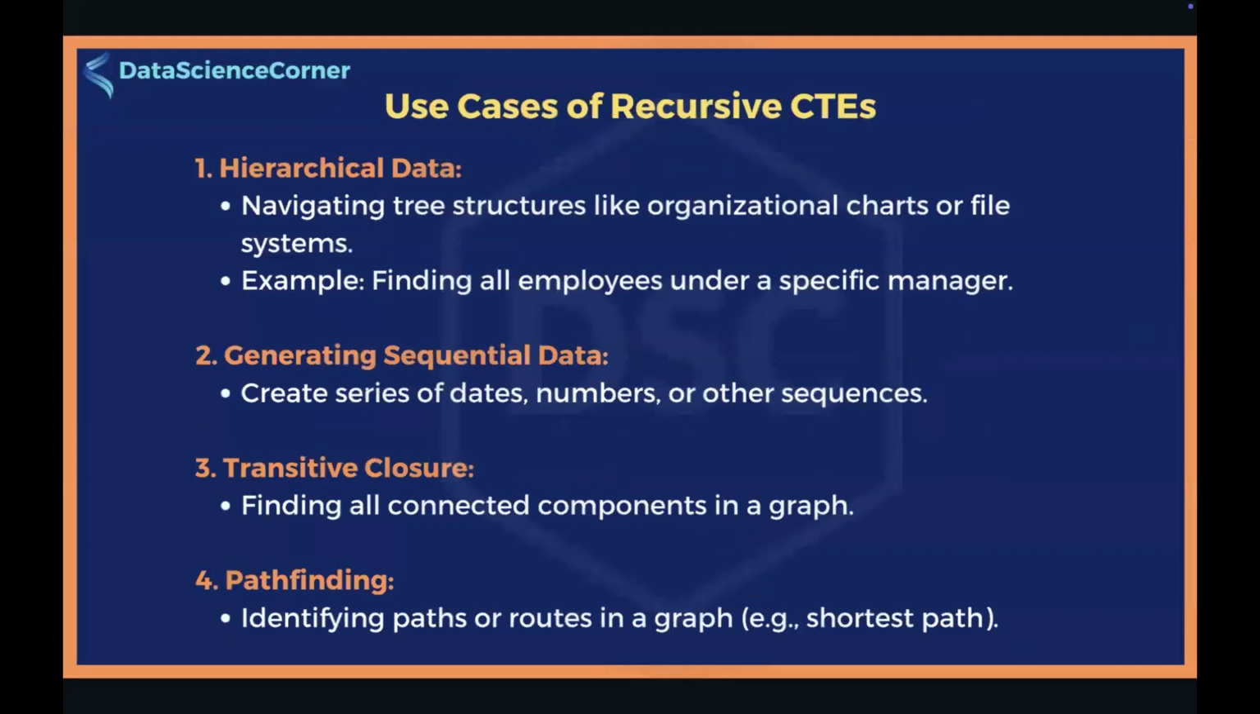So we use recursive CTE to get hierarchical data. It navigates like a tree structure in organizational charts or file systems. For example, finding all the employees under a specific manager, then generating sequences of data like creating a series of dates, numbers, or other sequences. Then it's also used in transitive closure, where we find the connected components in a graph. Then it is also used for path finding, like finding the shortest path or routes in a graph.